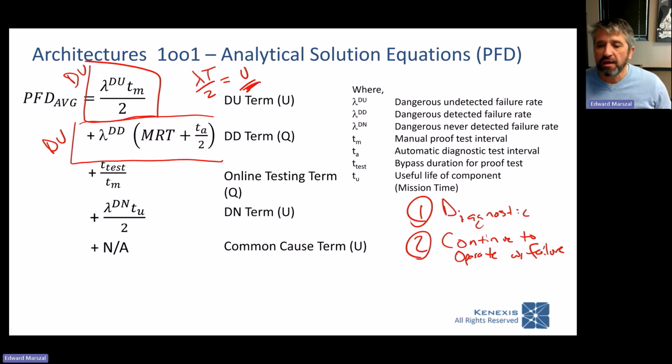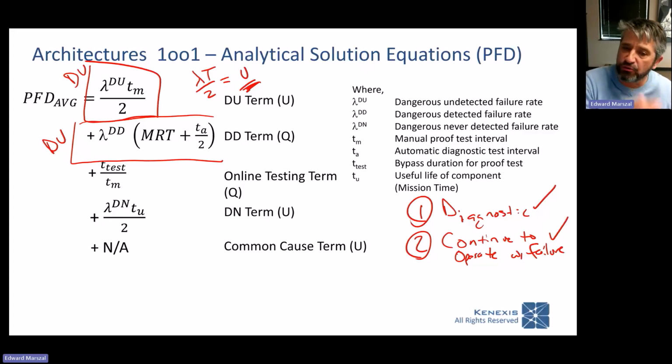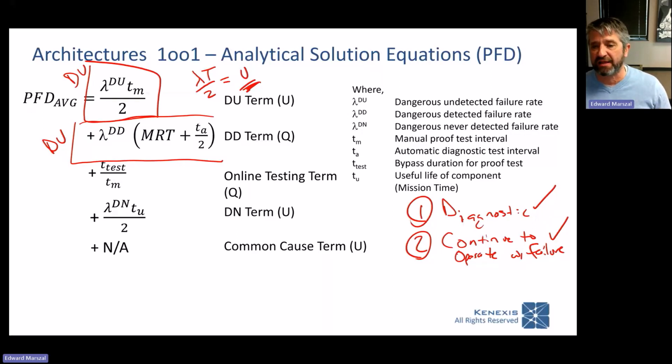Now, if you check the box that says trip on detected failure, you're not going to evaluate the lambda DD term. Why are you not going to evaluate the lambda DD term? Because you're never unavailable. If you detect a dangerous failure, you shut your plant down. You're never unavailable while the plant is running. So only if you have diagnostics and only if you continue to operate the plant, you don't shut down when that dangerous failure detection occurs, for that time duration, you're unavailable.